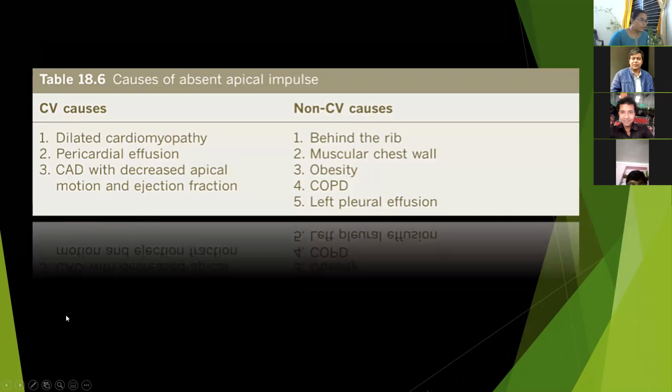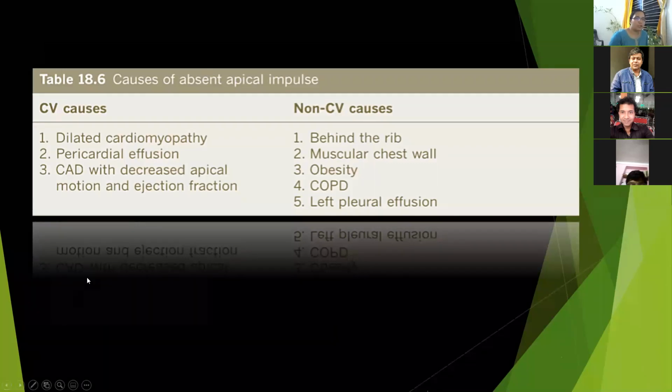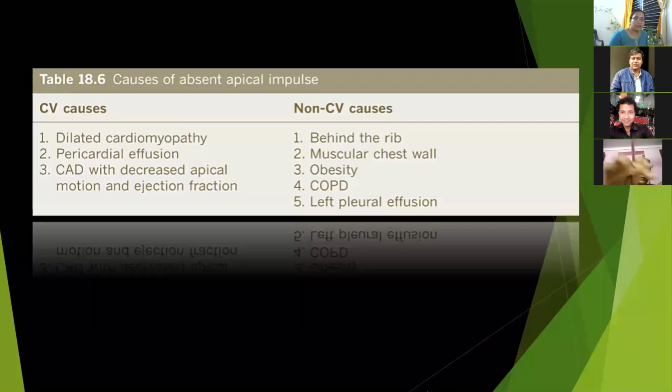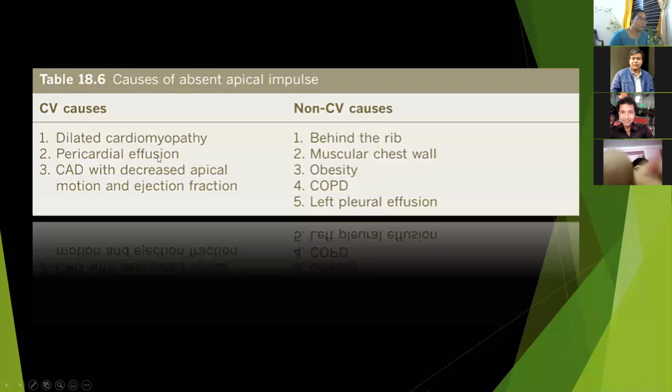So if you are examining the patient and you do not get an apical impulse, what are the causes of absent apical impulse? Again, we will divide it into cardiac causes and non-cardiac causes. Cardiac causes is dilated cardiomyopathy. The pumping of the heart is so weak that it does not lead to a forceful filling of the ventricle. Hence, the left ventricle does not come out, does not produce a maximal impulse. Pericardial effusion or coronary artery disease and heart failure.